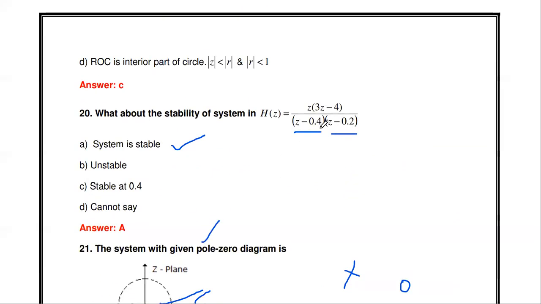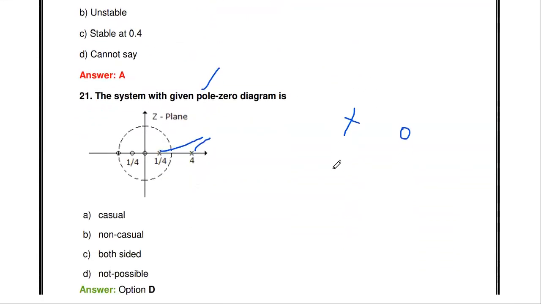For example, in this problem, the numerator polynomial is a second order equation and the denominator polynomial is also a second order equation. So it is equal, and it's correct. The order of the numerator polynomial is always less than or equal to the order of the denominator polynomial. That is the actual realizable system.